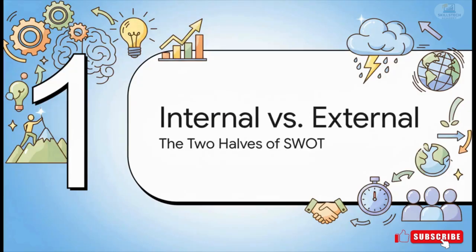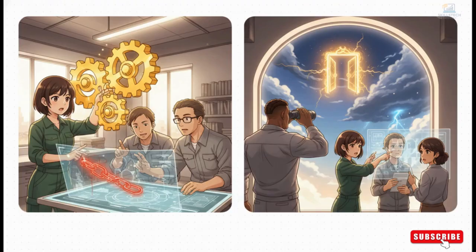Okay, let's get into what really makes a SWOT analysis so effective. The secret sauce is this core idea of splitting your thinking into two distinct halves: what's happening inside your world versus what's happening outside of it. And this is the fundamental concept you've got to get. On one side, you have your internal factors, your strengths and your weaknesses. Think of these as the things you can actually control, the stuff you have the power to change.